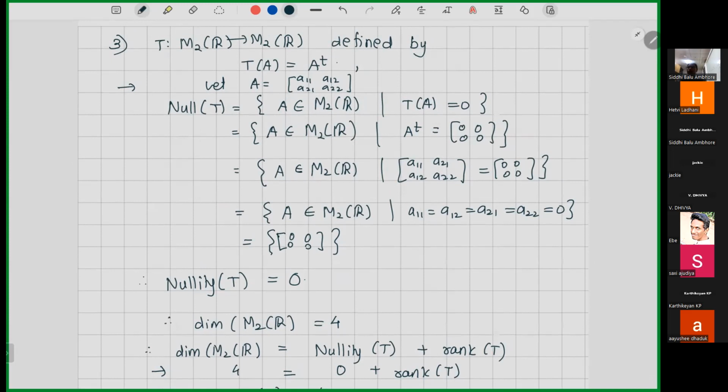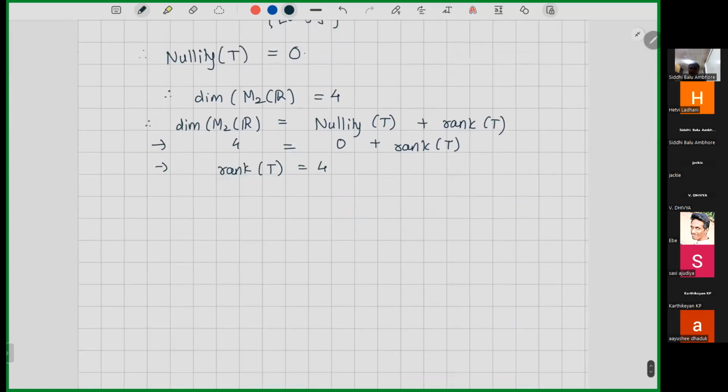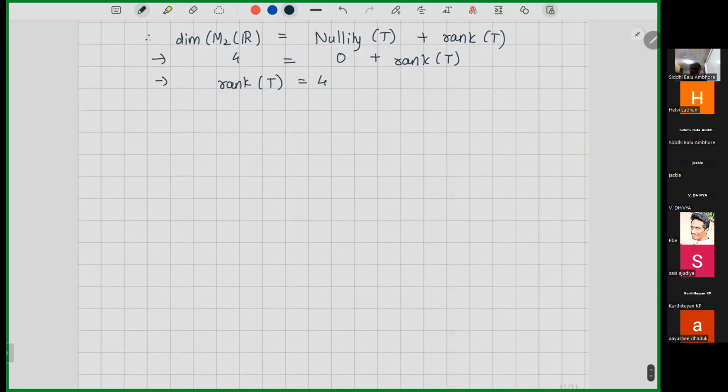So when you write the map of this linear transformation, it will be a 4 cross 4 matrix, because the dimension of M2R is 4. Yes, the transformation is from 2 cross 2 to 2 cross 2, so it is a 4 cross 4 matrix. Because how will you write the transformation?